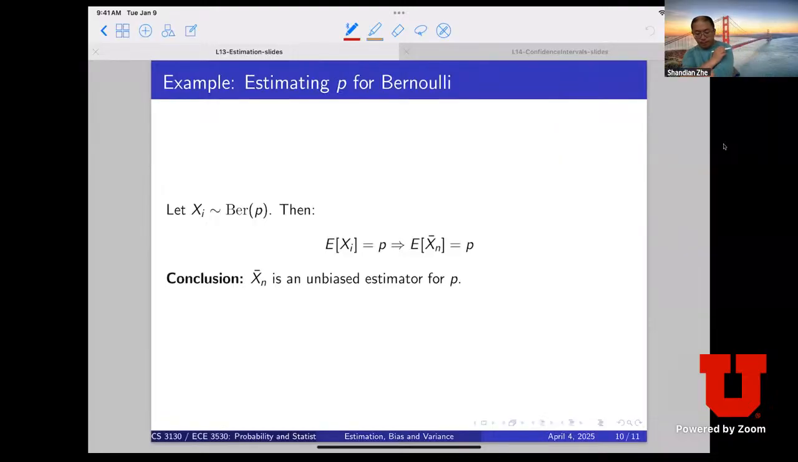Okay, let us look at another example. Suppose the random variable follows a Bernoulli distribution. By Bernoulli distribution, it means that you've got some probability to see success or failure, right? One most commonly used example is the coin, right? You flip the coin, you have some probability p to see heads up, and 1 minus p to see tails up.